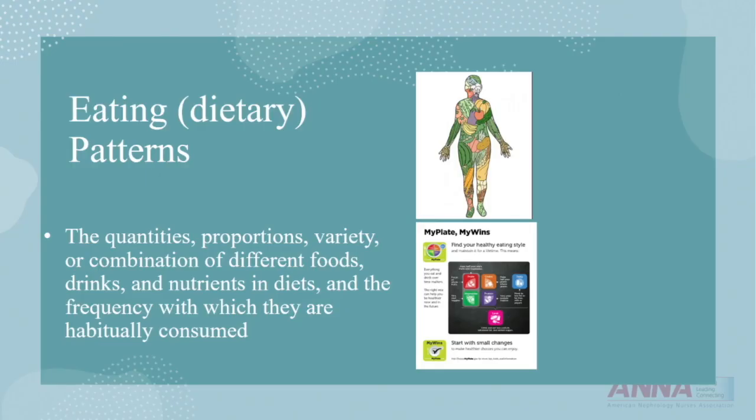So what are eating dietary patterns? You'll see either one. It is the quantities, proportions, variety, a combination of different foods, drinks, and nutrients in diets, and the frequency in which they are individually consumed. We probably should be looking more at patterns than just saying this is the diet the person's on. But what are their patterns? And why should we be concerned about that?